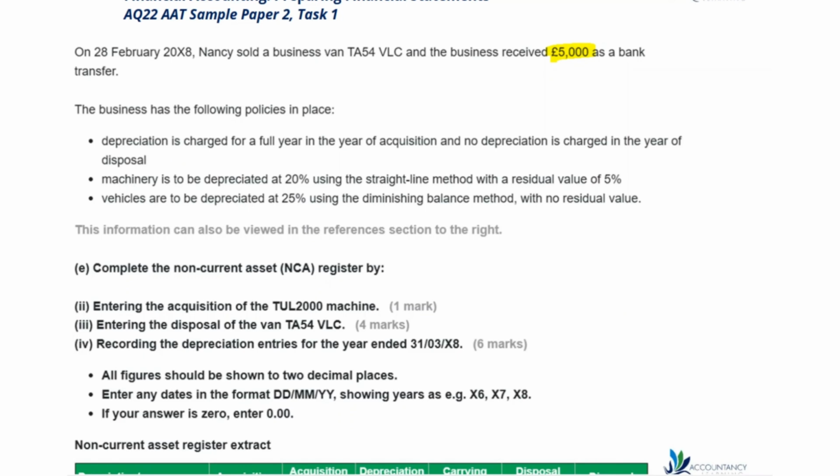So depreciation is to be charged a full year in the year of acquisition, but none in the year of disposal. Machinery is 20% on the straight line method with a residual value of 5%. And vehicles are to be depreciated at 25%, but on the diminishing balance method with no residual value. So we've got a couple of different policies here, so we'll need to take that into account a little bit later.